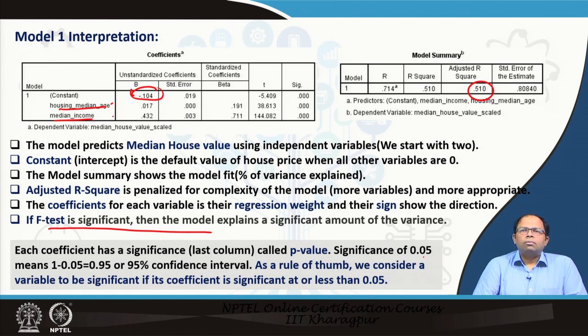But we can also say that sometimes some variables are very important and they may not be significant at 95% confidence interval, but we can in that case reduce this to 90% confidence interval, and that also could be chosen.